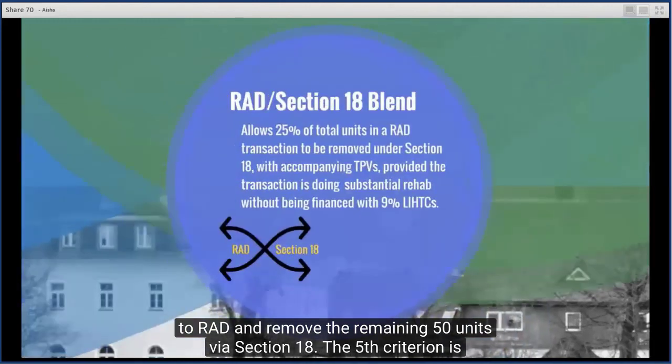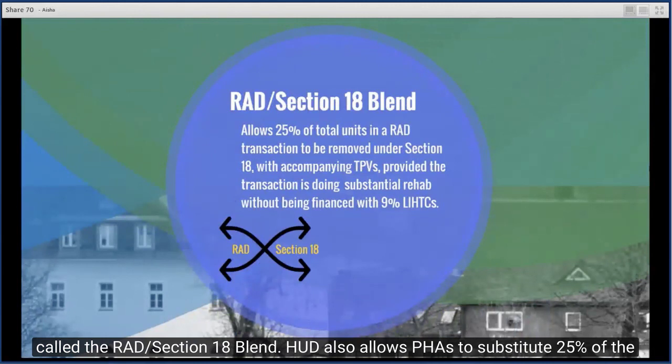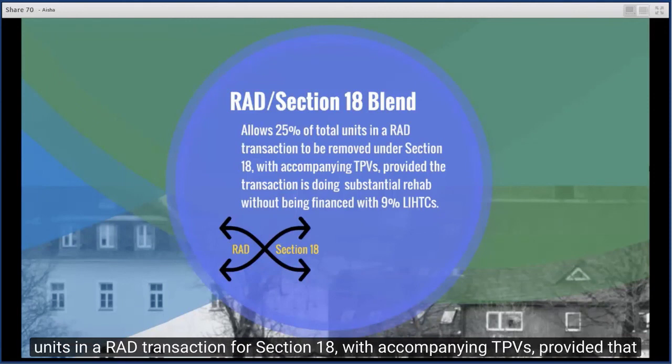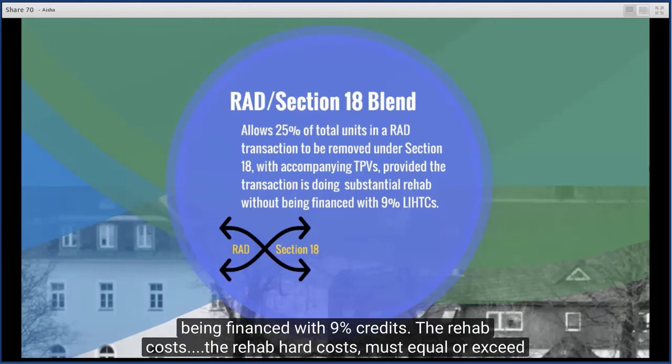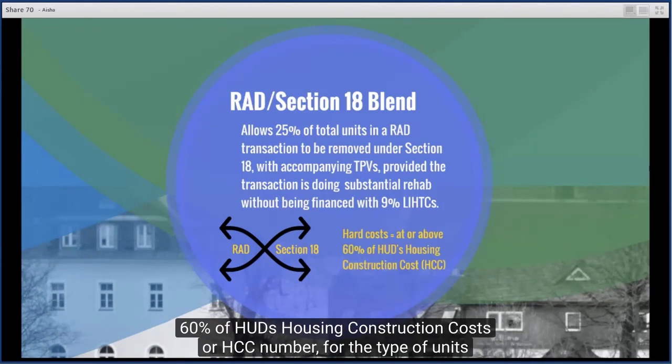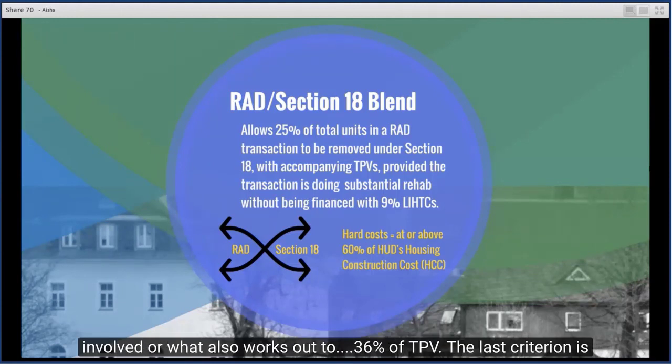The fifth criterion is called the RAD Section 18 blend. HUD also allows PHAs to substitute 25% of the units in a RAD transaction for Section 18 with accompanying TPVs, provided the transaction is undertaking substantial rehab and provided the project is not being financed with 9% credits. The rehab hard costs must equal or exceed 60% of HUD's housing construction cost, or HCC number, for the type of units involved, or what also works out to 36% of TDC.